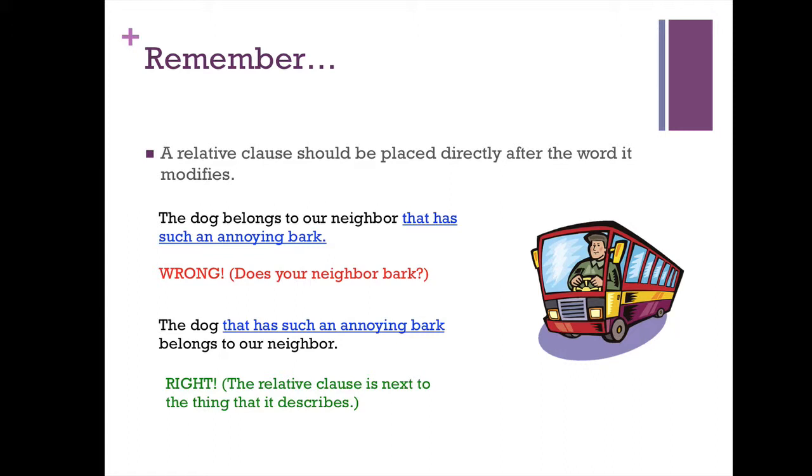Now, these may sound like slightly silly examples that anybody would understand, but believe me, there are many cases where you can cause a lot of justifiable confusion by putting the relative clause in the wrong place. So make sure that you put it in the right place, right after the noun or the pronoun that it is describing.